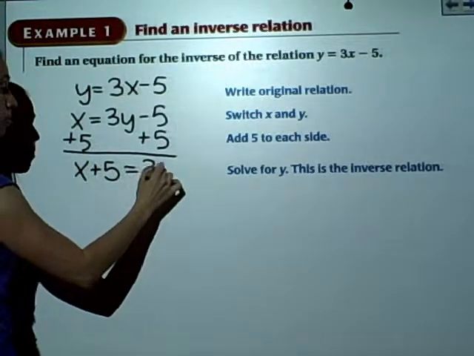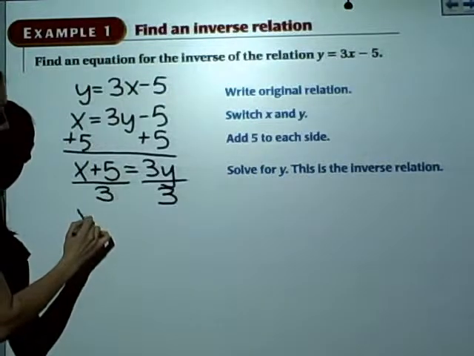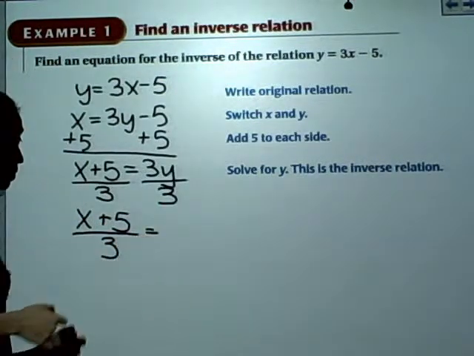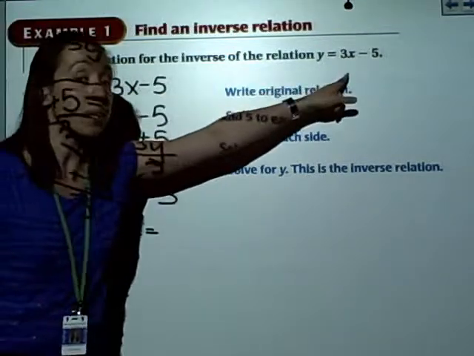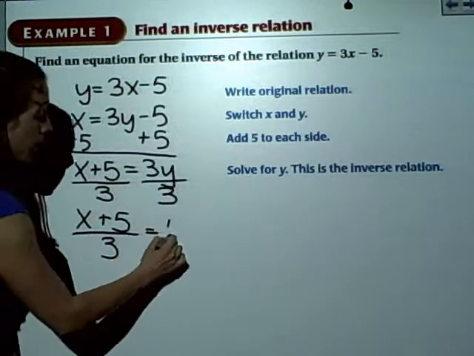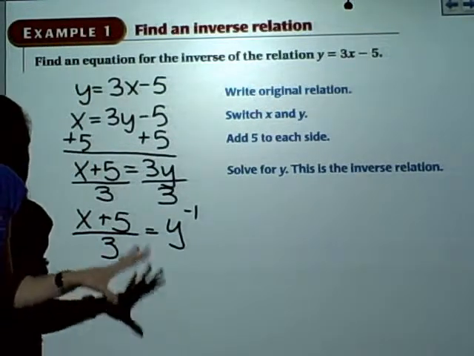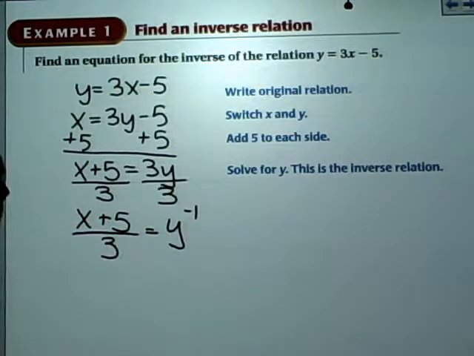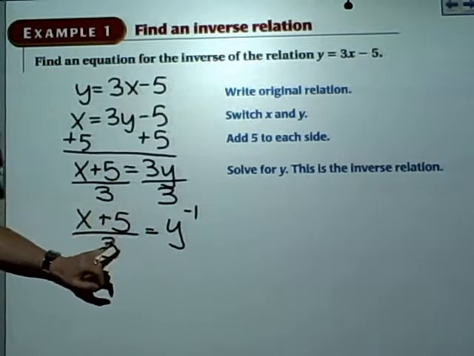We add 5 to both sides. Now we're going to divide by 3. So I get (x plus 5) divided by 3 equals, now we're going to call it something a little different because y is 3x minus 5. So this one has to be called y to the negative 1. I'm not going to think of that as an exponent. I'm not going to say, oh, got to put it over 1. No, don't have to do that. That just means y inverse. That's all I'm saying. So y inverse is (x plus 5) divided by 3.